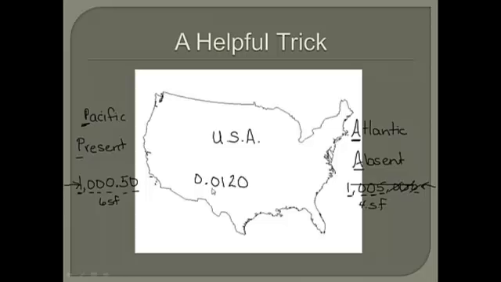Alright, first thing we say is the decimal present or absent. In this case, the decimal is present, so we're going to start counting our sig figs from the Pacific side. We don't count any zeros. Once we get to the first non-zero, we start counting. So 1, 2, 3. This number has 3 sig figs.